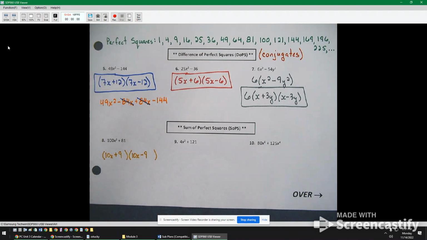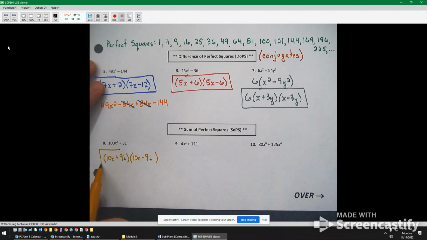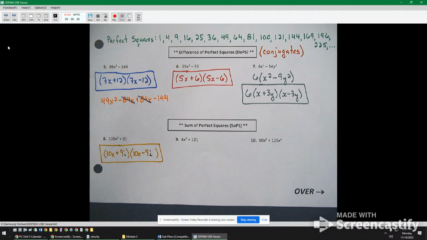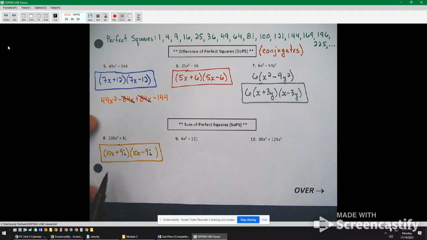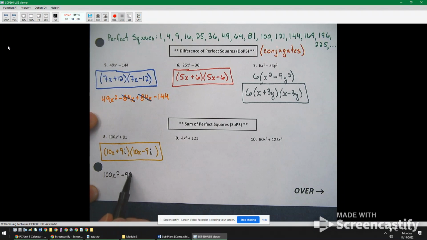So what's the magic trick? What turns this negative into a positive? It's i. We have to put i's with these. Let me just show you why this works. Let's distribute and see what happens. 10x times 10x is 100x squared. 10x times negative 9i is negative 90ix. 9i times 10x is positive 90ix. And then here's the big one. Positive 9 times negative 9 is negative 81.